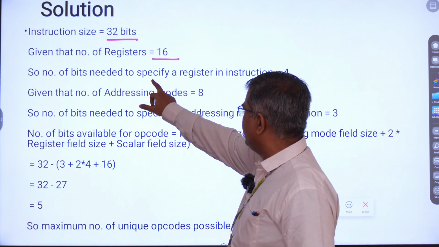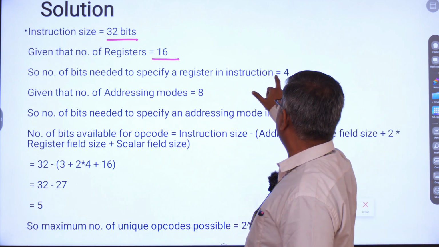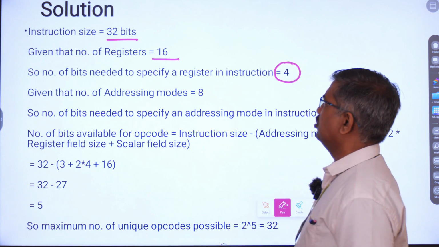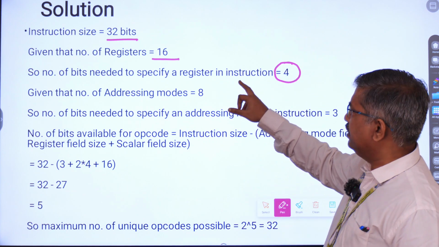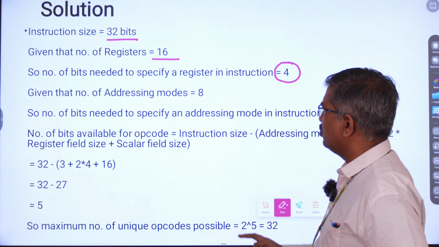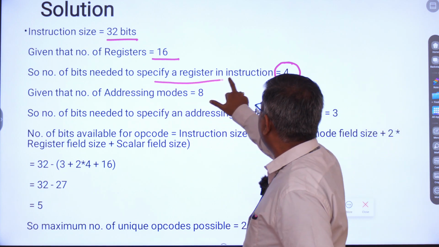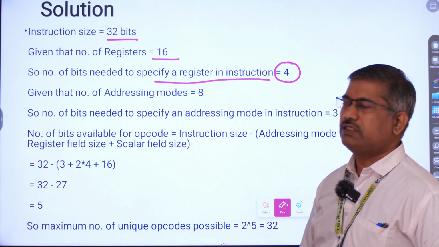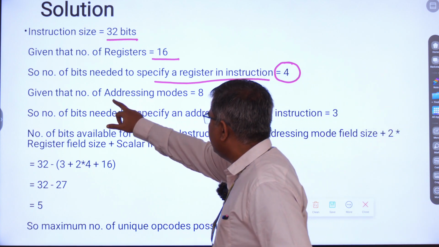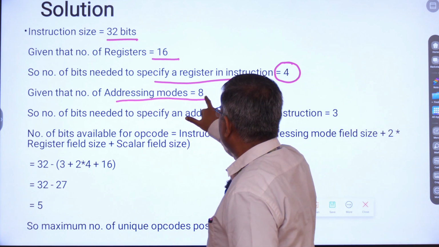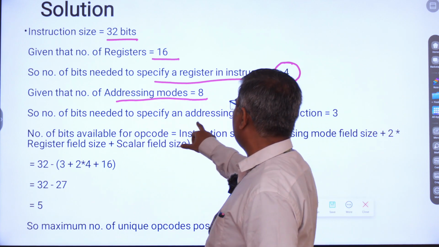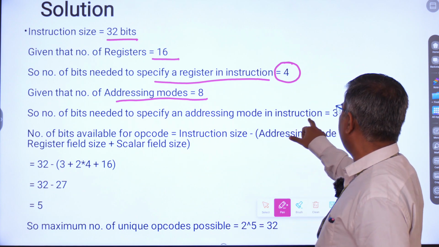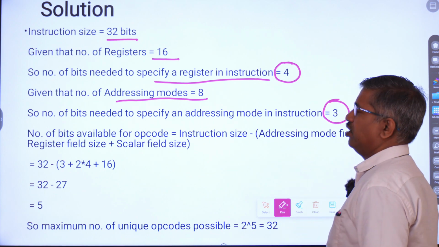So the number of bits needed to specify the register in the instruction is 4. Given that the number of addressing modes, that is also given in the question, is 8, the number of bits needed to specify the addressing mode in the instruction will be 3.